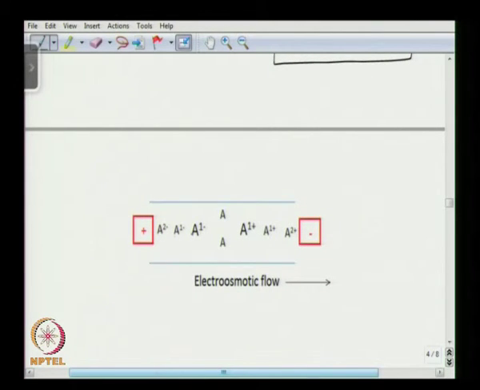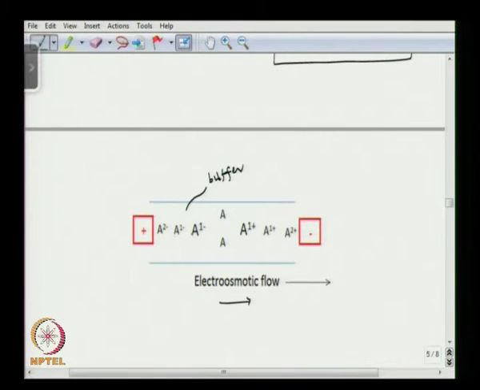So this is the example where we have a buffer, this is a buffer, and we have charged particles present here, and here the electroosmotic flow is occurring in this direction, and the charged particles are attracted towards the opposite terminals depending on their charges, and they are also transported depending on their mass.